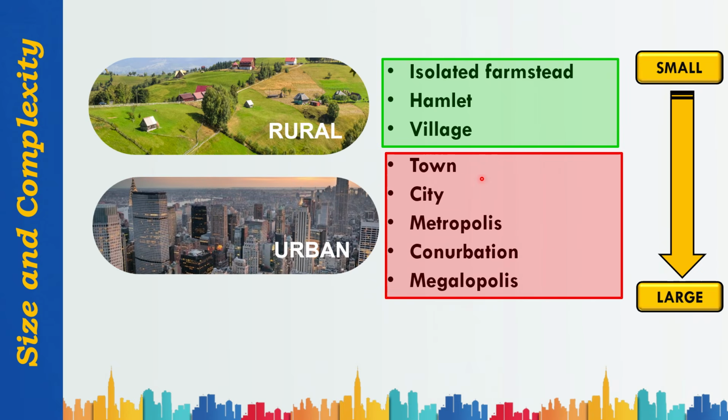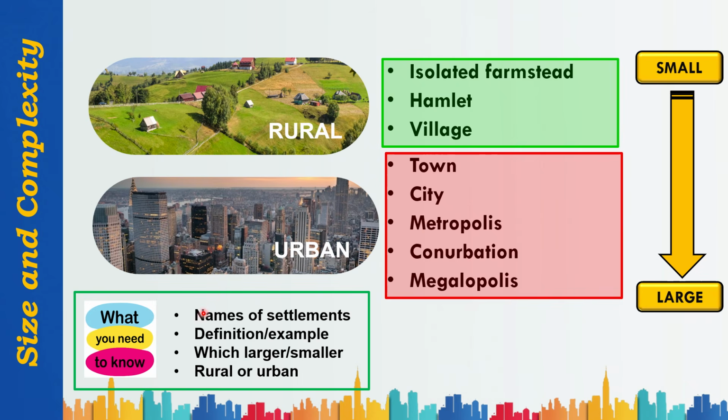We have a town, we have a city, we have a metropolis, we have a conurbation, and a megalopolis. A megalopolis is the largest settlement. Okay, they are in order from the smallest to the largest, which means the smallest urban area is a town. You can see that we have a nice image there of our urban area with tall buildings, hardly any vegetation there.